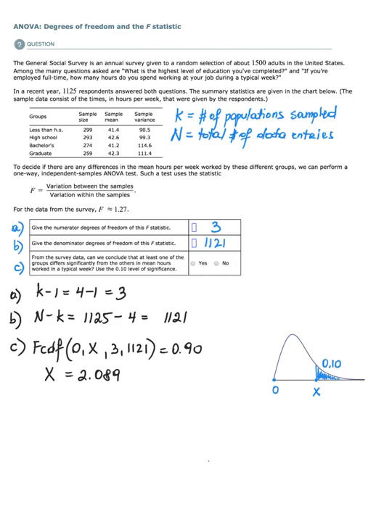Now we have one more part of the question to answer. For the survey data, can we conclude that at least one of the groups differs significantly from the others in mean hours worked in a typical week? Use 10% level of significance. To answer this question, we need to come back to the idea of the hypothesis statement. We need to understand what the null and alternative hypotheses for ANOVA tests typically are saying.